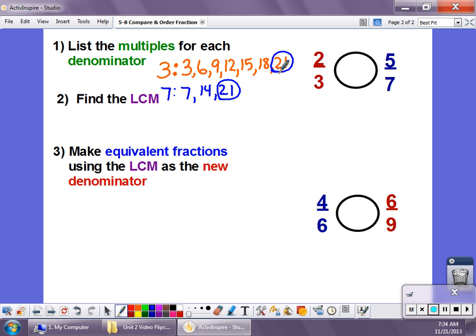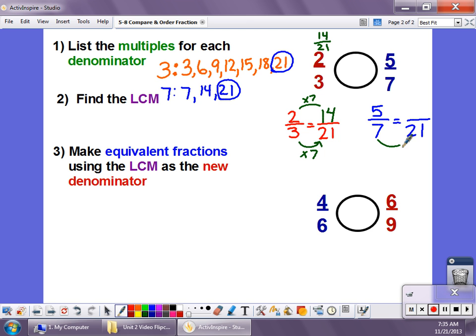Okay? And like I said, eventually you're going to get to the point where you don't have to test them both. You'll just recognize, oh, that's the smallest one. So my next step is going to be to change this fraction, 2/3, into a fraction with a denominator of 21. And I'm going to do the same thing over here for 5/7. Get a denominator of 21. To go from 3 to 21, we multiply by 7. So I do the same on the top. 2 times 7 is 14. So I have 14 out of 21.